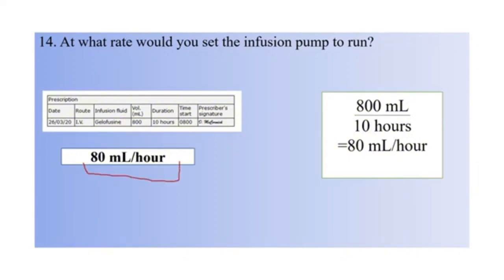To calculate this, you can see we have an 800 ml fluid bag and we have to give it in 10 hours. So you have to divide 800 ml over 10 hours. If you calculate this, you will get the answer 80 ml per hour. So we have to set the infusion pump to run at 80 ml per hour.